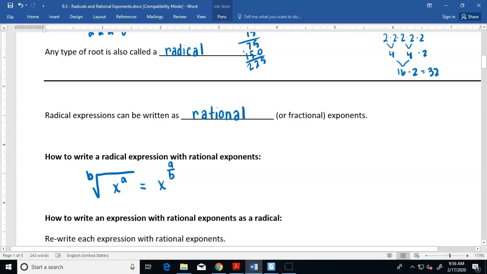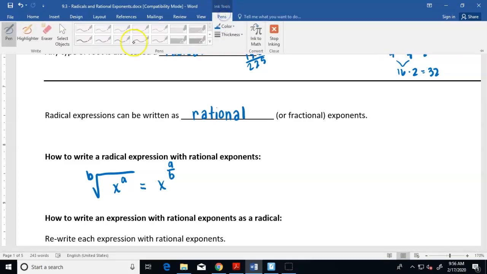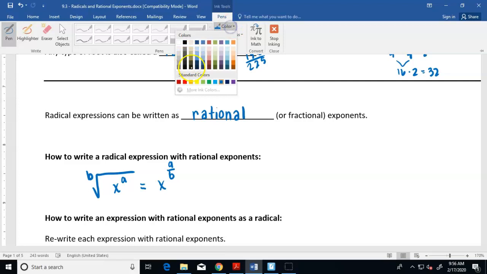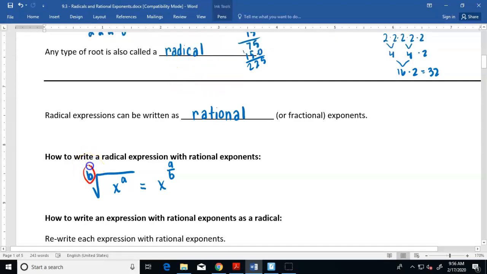Okay? Now, I think what helps me remember this is this right here. Whatever number you have out here, that is your root. Where do roots go on a tree? The bottom. So they go on the bottom of the fraction over here, right? So that number out here is the root. It goes on the bottom. Whatever exponent you have inside goes on the top.